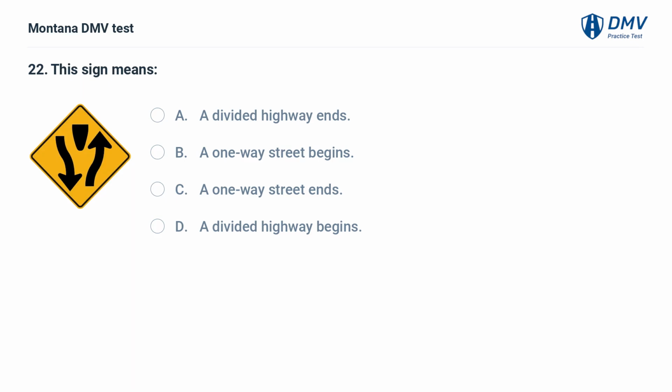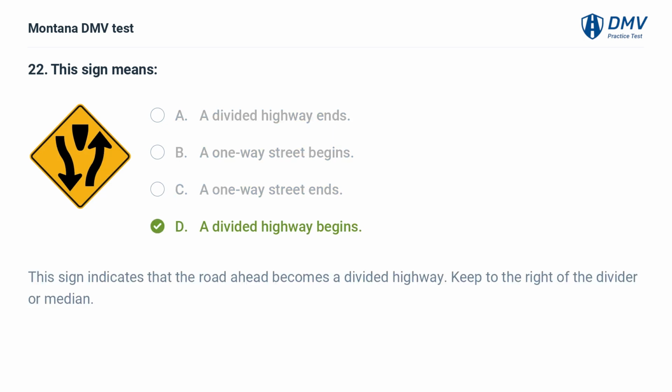This sign means A. A divided highway ends. B. A one-way street begins. C. A one-way street ends. D. A divided highway begins. D. A divided highway begins.